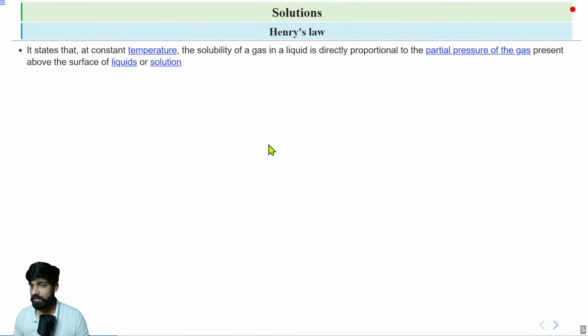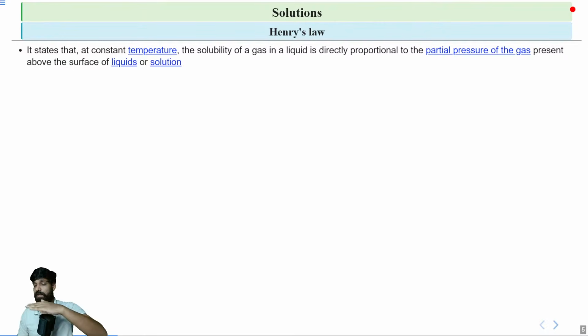Now moving on further to Henry's law. We talked about Henry's law yesterday. It is related to gases as a solute present in a liquid solvent. For those kinds of solutions we have this Henry's law. What does it say? It states that if the temperature is constant, then the solubility of a gas in liquid is directly proportional to the partial pressure of that gas above the surface of the liquid or solution. Meaning, the higher the partial pressure of the gas, the more gas will be dissolved in the liquid.